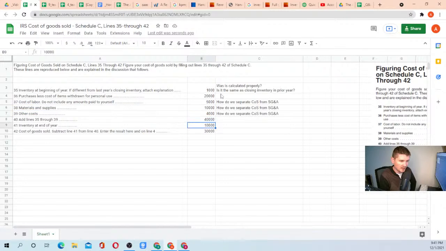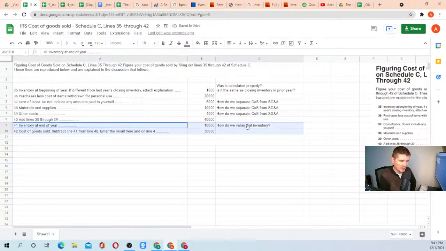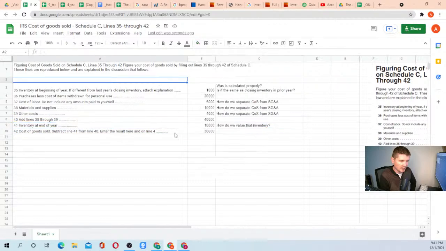Okay, so that is COGS. And the last and very important question is, how do we value that inventory? And I would say that that question is probably 50% of the work and 50% of the tax guidance which we would use. Is there any question about the formula? Is it clear?